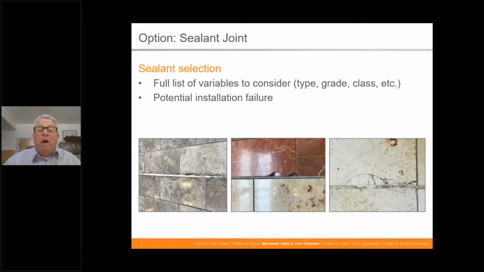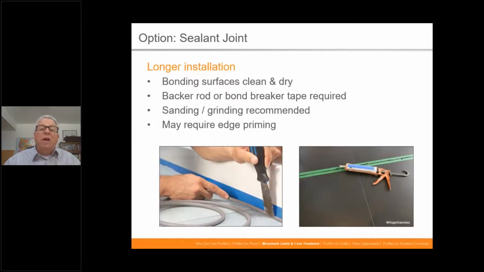But bear in mind that these are just a soft joint and they do nothing to protect the edge of the tile from chipping or cracking, as you can see here in the photographs. They also require that they can't be bonded to 3 surfaces, only 2. So of course you're going to want the sealant to bond to the 2 edges of the tile, which means you need some sort of backer rod or breaker tape to break the bond so it doesn't seal and actually adhere to the surface below it. So keep that in mind.